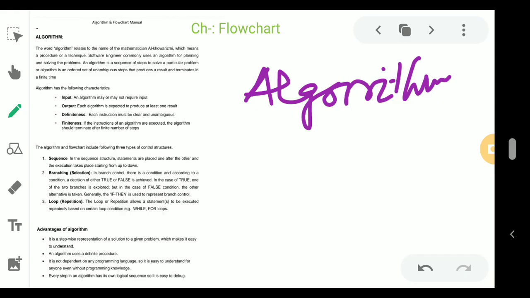So if the question comes, what is an algorithm, then you write down: an algorithm is a sequence of steps to solve a particular problem, or an algorithm is an ordered set of unambiguous steps. Ambiguous means you are not able to understand which step you will perform after which one. Unambiguous means it is clear which step you need to perform after what. Unambiguous steps that produce a result and terminate in finite time.